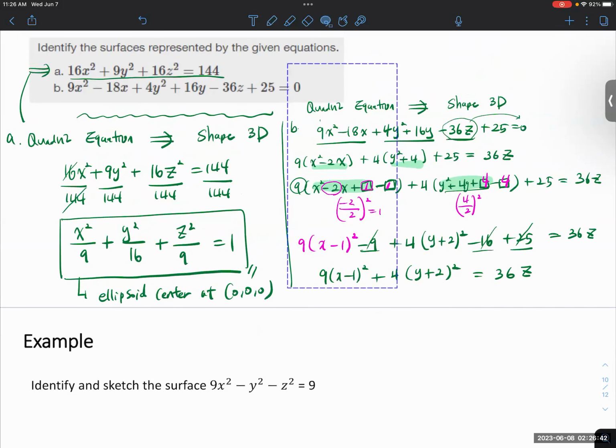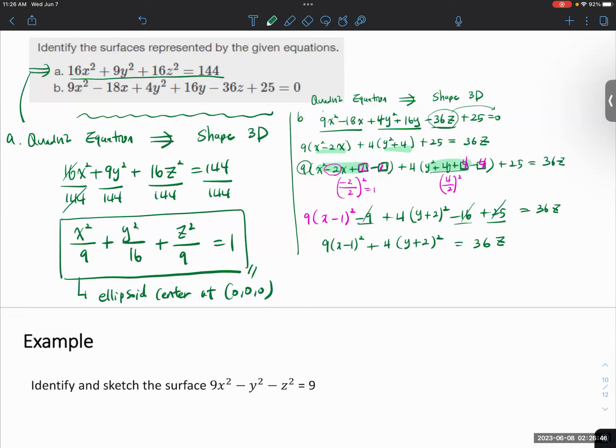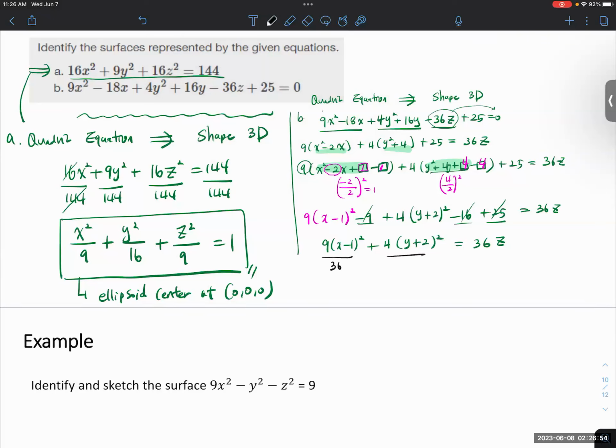And then what happened? I'm going to make it shorter. Now I divided by 36, here 36, 36, and 36. So you have, simplified, (x - 1)² over 4, (y + 2)² over 9, equal to 0. So this is what I found out after simplifying that.